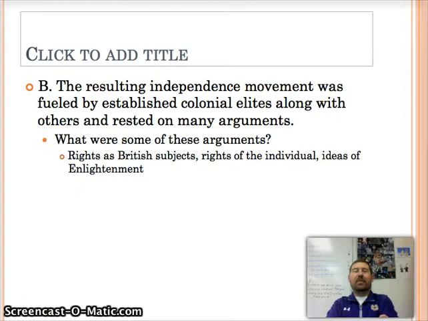And the arguments were as follows. Number one, colonists were concerned about their rights as British subjects. They didn't feel it was fair or that it violated their rights as British subjects when Britain was putting these acts and taxes and things like that on them. Also, they were concerned about the rights of the individual. Now, this comes directly from the influence of the Enlightenment, which we talked about in class.